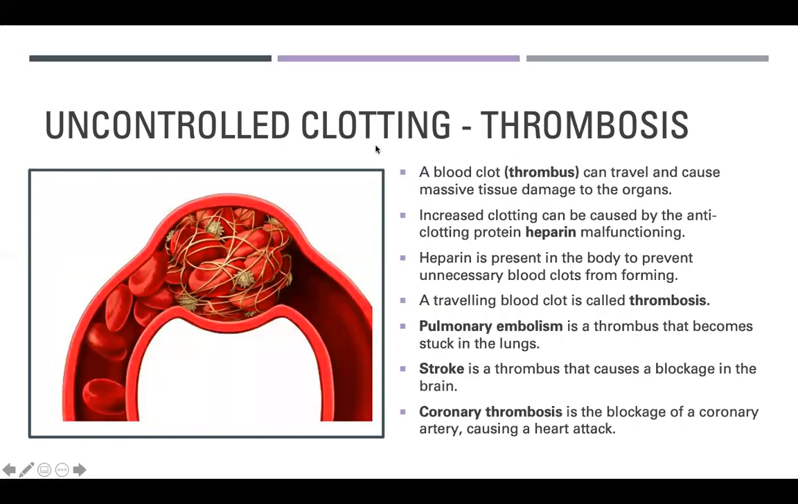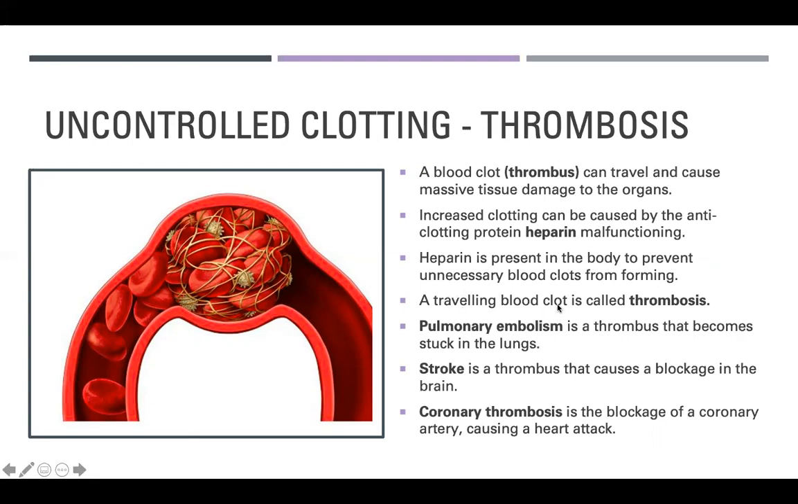So uncontrolled clotting, the opposite of uncontrolled bleeding. A blood clot or thrombus can travel and cause massive tissue damage to the organs. Increased clotting can be caused by the anti-clotting protein heparin malfunctioning. So heparin is present just to prevent these unnecessary clots. It's always around and monitoring that.